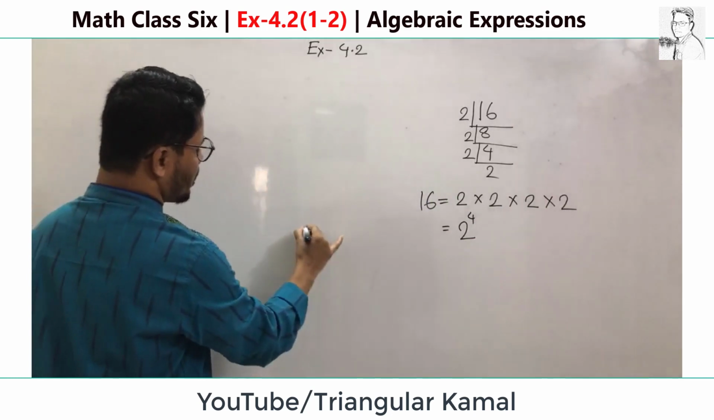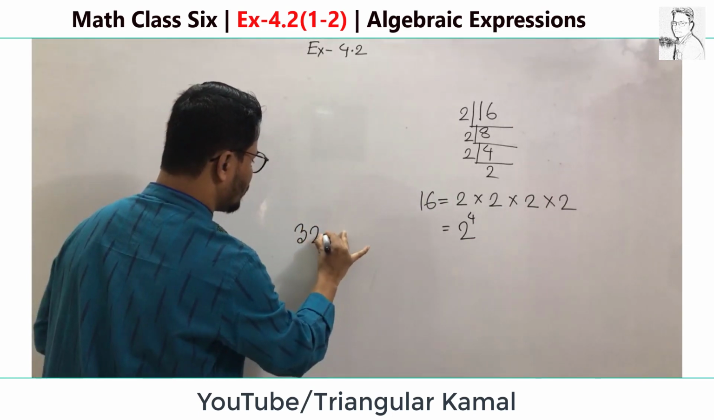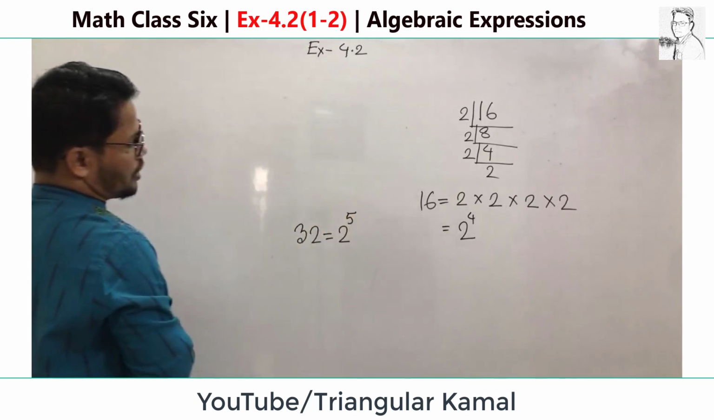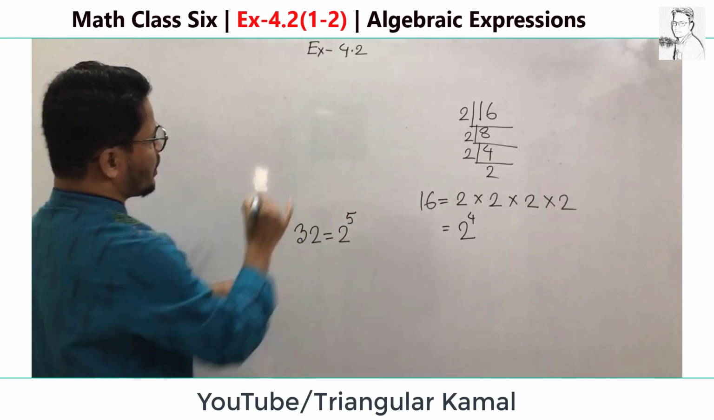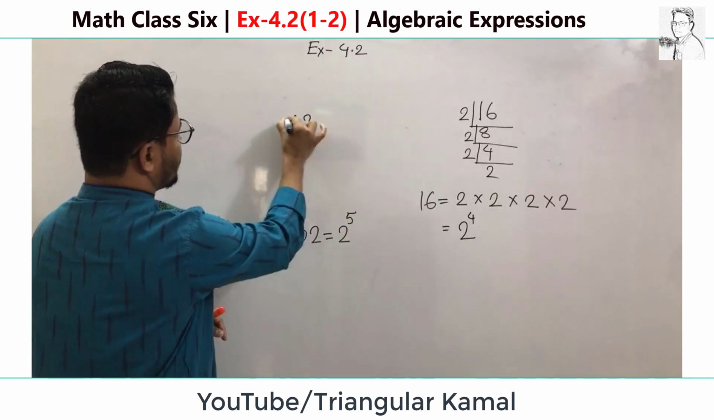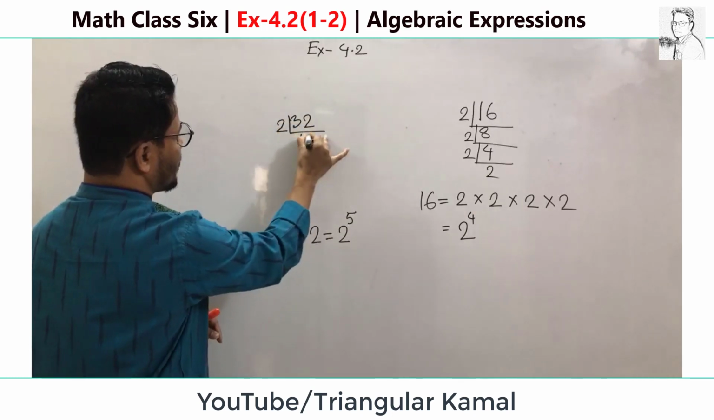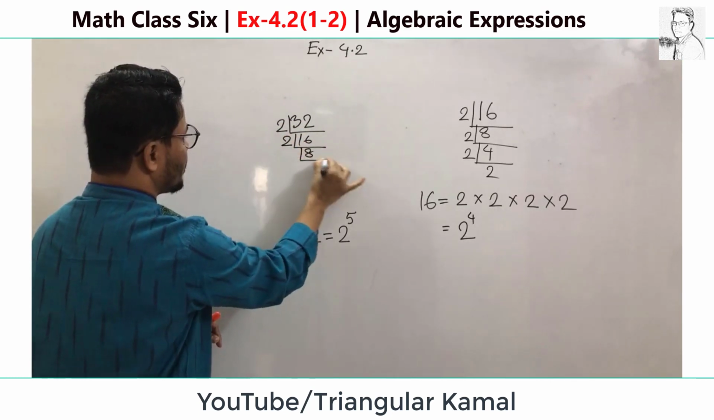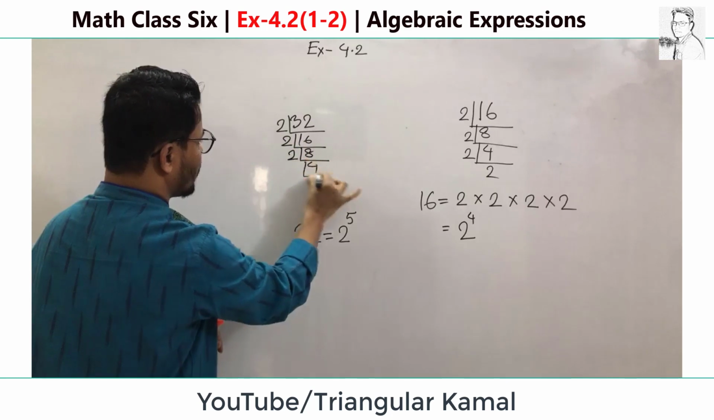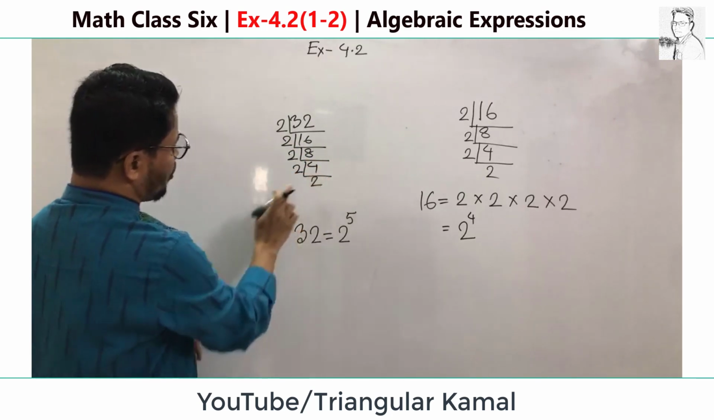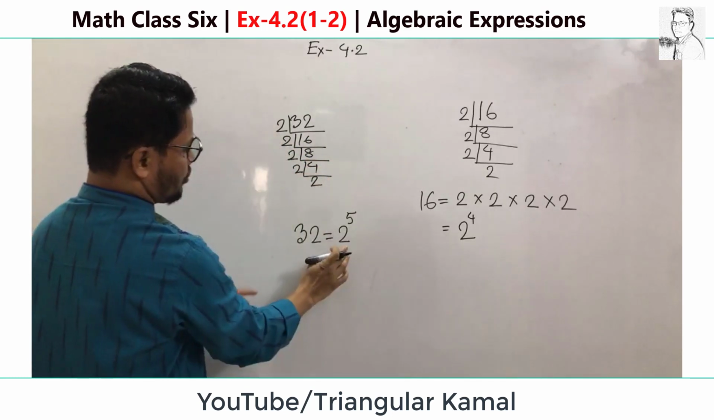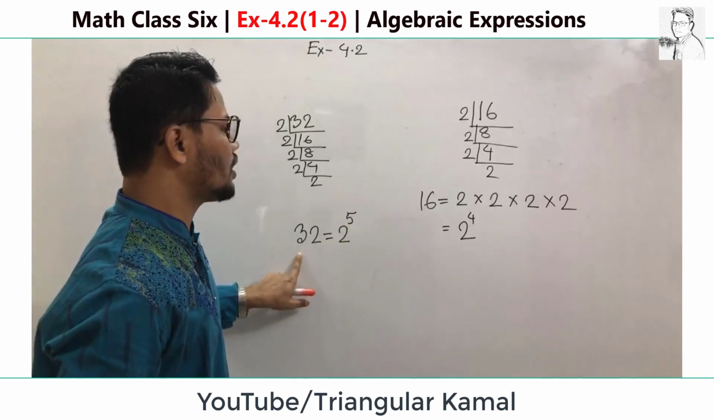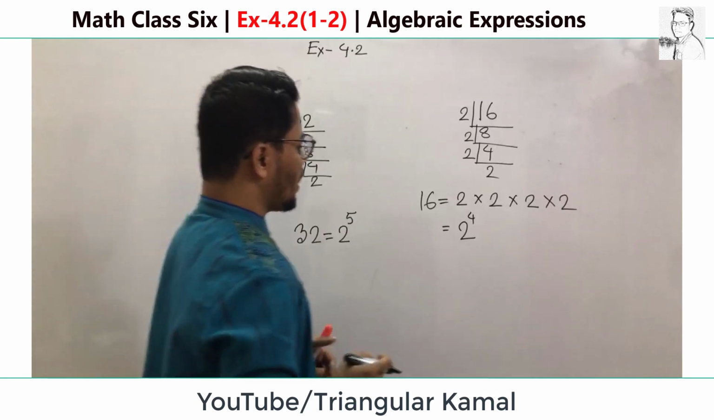Similarly, in 32, we can write here 2 to the power 5. Like if we find that 32 divided by 2, you will get here 16. Divided by 2, you will get here 8. Divided by 2, 4. Divided by 2, 2. 1, 2, 3, 4, 5. So that means 2 to the power 5 equals 32.